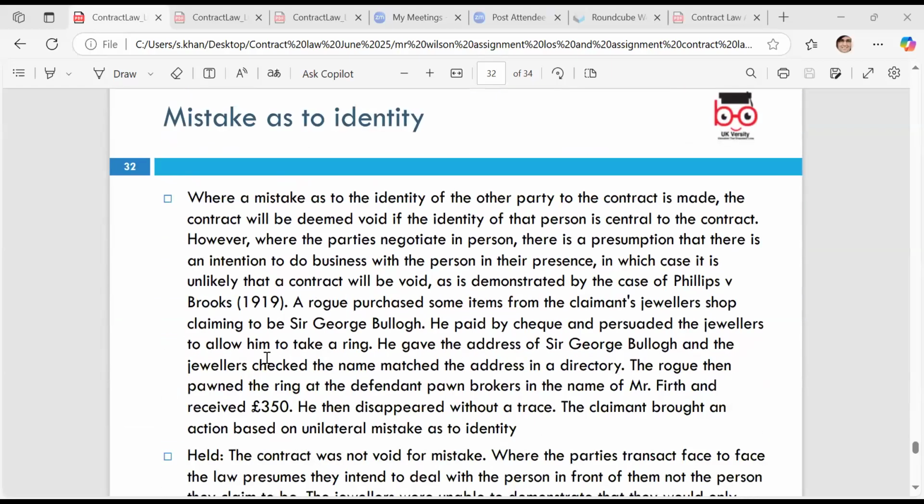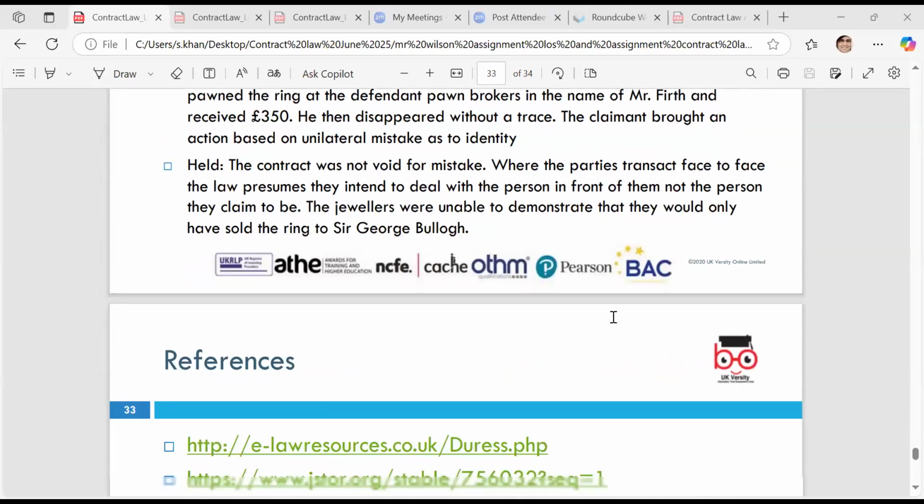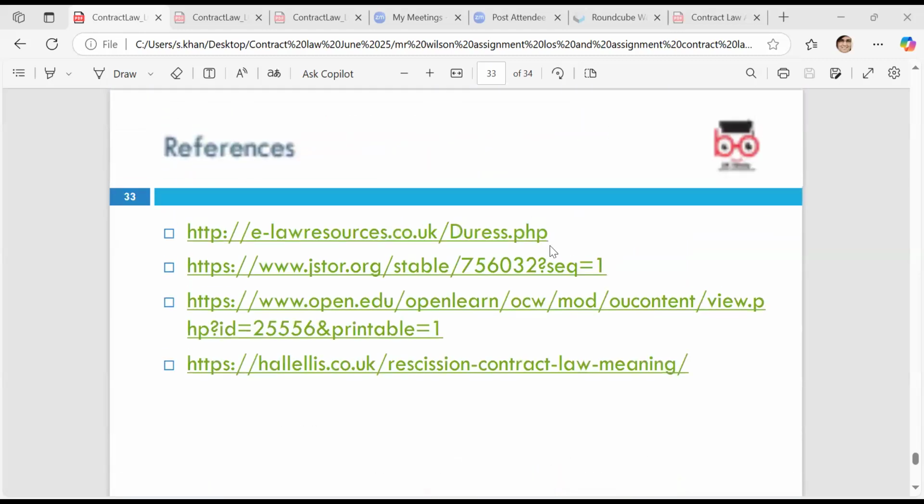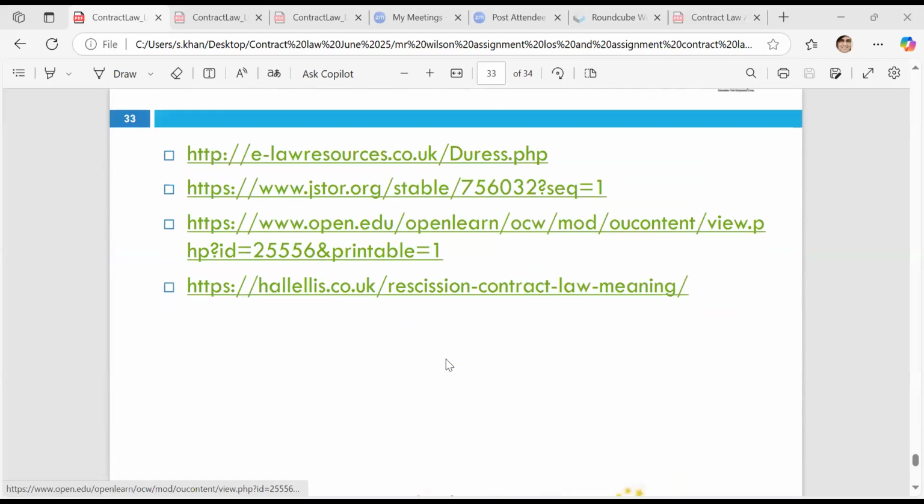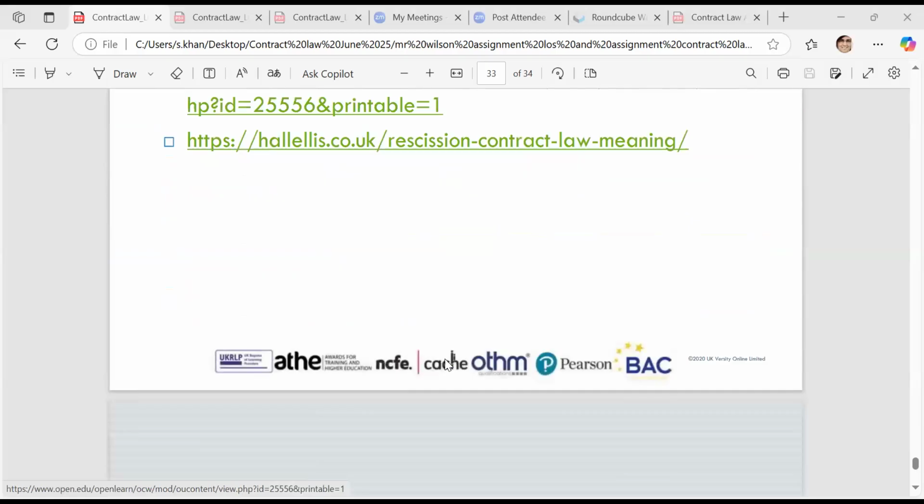And then mistake as to identity is where a mistake as to the identity of the contract is made, where the contract will be deemed void if the identity of the person is central to the conduct. So these are some of the references used for learning outcome 3. So we've gone through learning outcome 1, 2, and 3, and the next learning outcome is learning outcome 4.